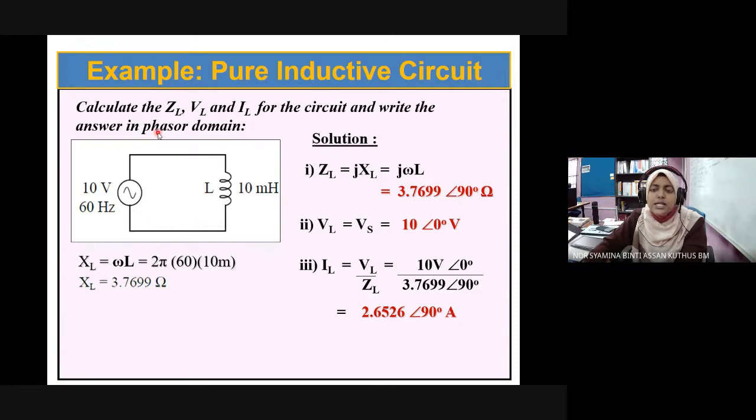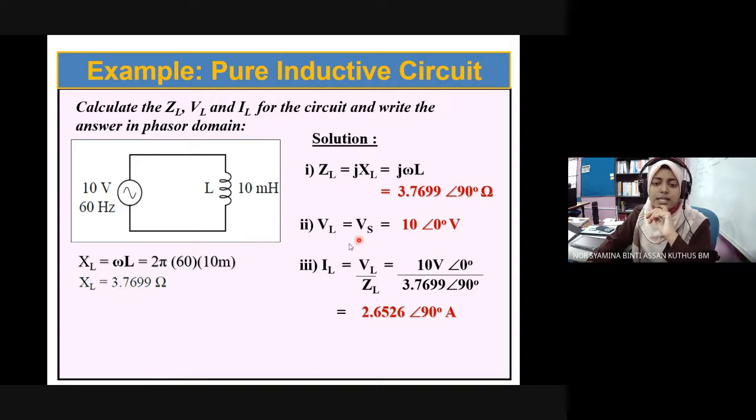Sebab apa dia dah tulis dah, dia dah minta kita write the answer in phasor domain. So VL kita, voltage drop dekat inductor is equals to voltage source. Sebab apa, there are only one element dalam circuit tersebut. Value dia adalah 10. Dia tak ada polarity dekat sini. And IL kita boleh calculate. So it's proven lah for any purely inductive circuit, it's proven that current akan lead voltage by 90 degree. Okay, by using this particular formula.